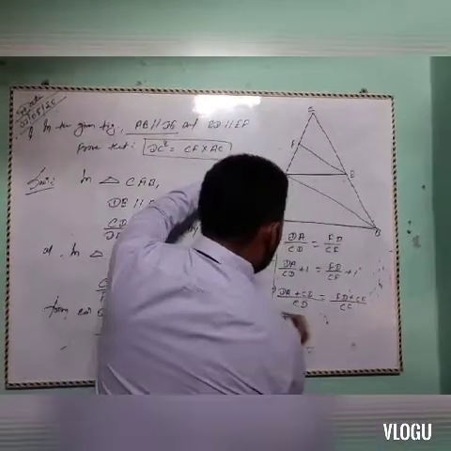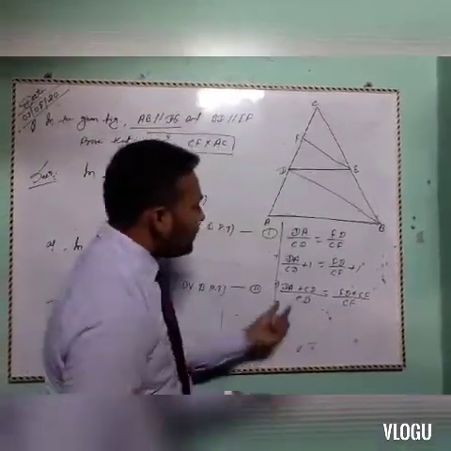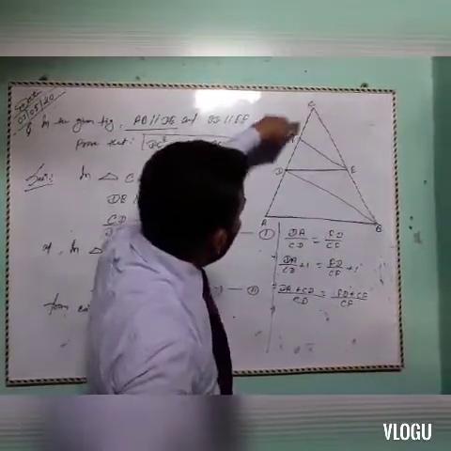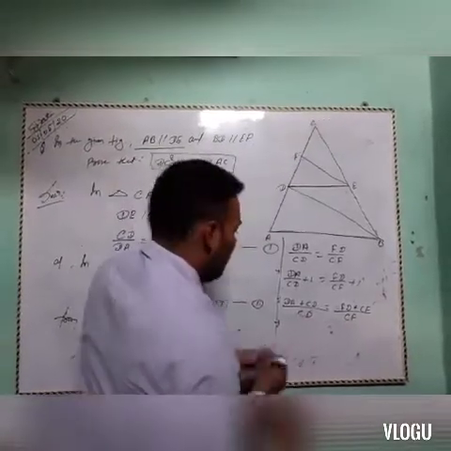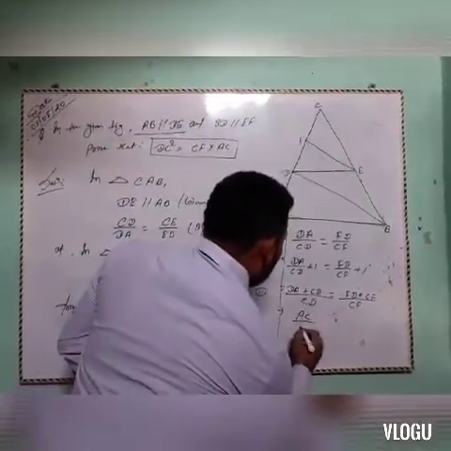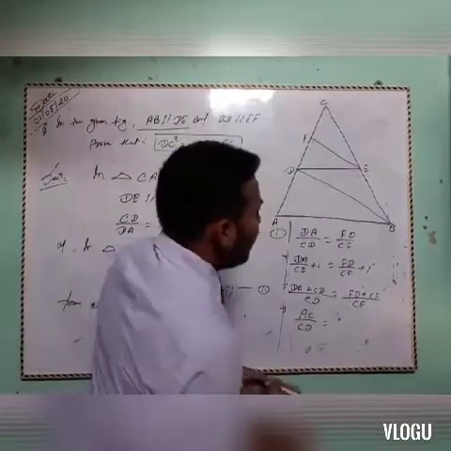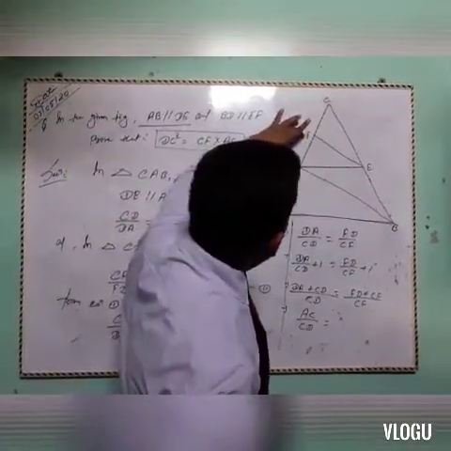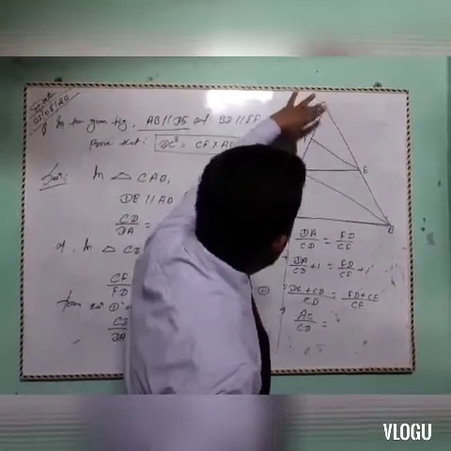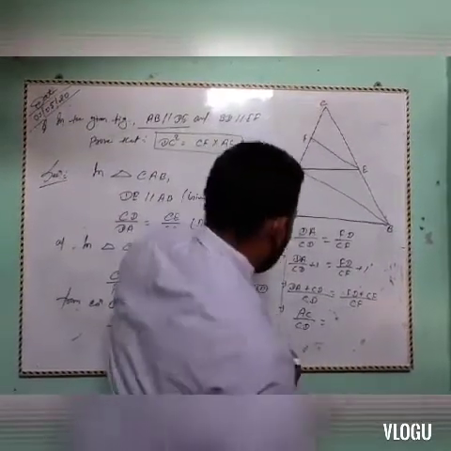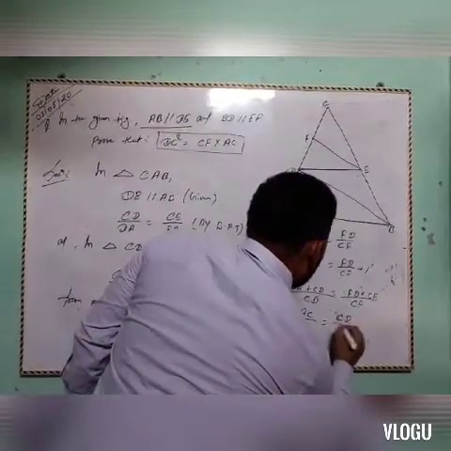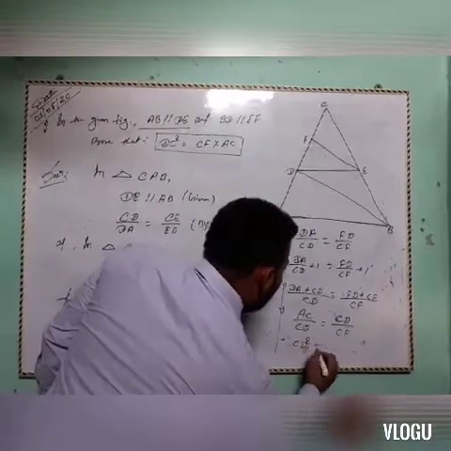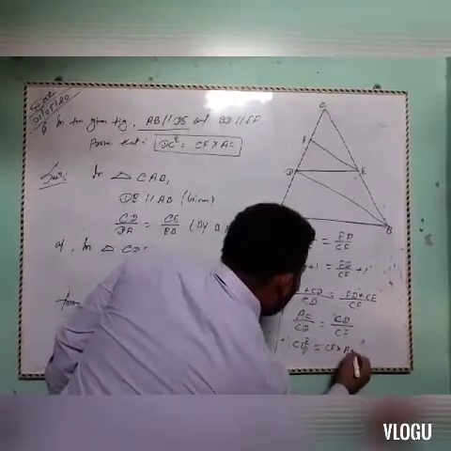Now look, students, DA plus CD we say is total AC. AC by CD equals FD plus CF, and FD plus CF equals DC, over CF. By cross multiplication, CD square equals CF multiply AC.